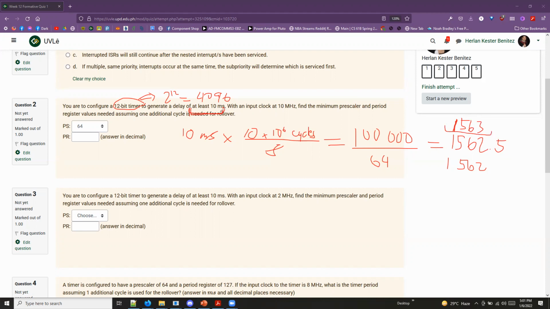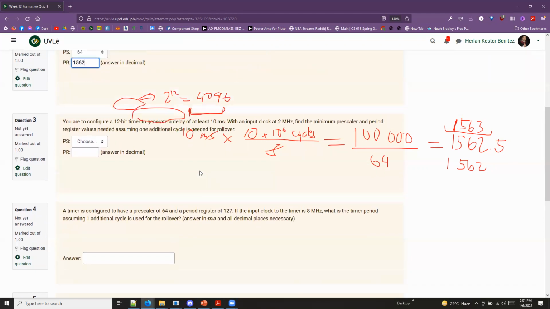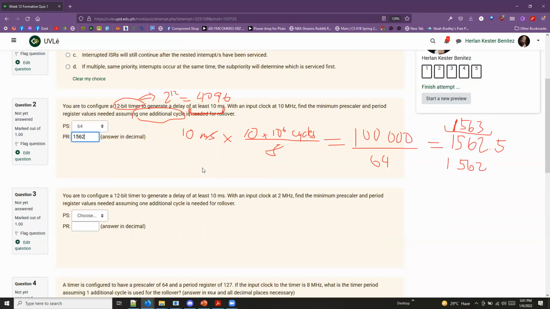And then, so 1563, and then reducing the one additional cycle needed for rollover, what we write as our answer is 1562. So if this was at most 10 milliseconds, kunin natin yung 1562 and 1561 yung sagot natin dito for the period register.